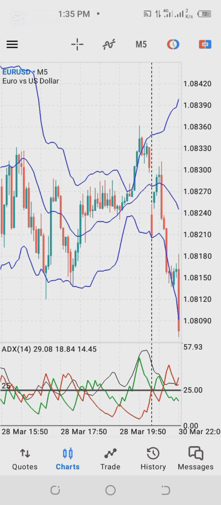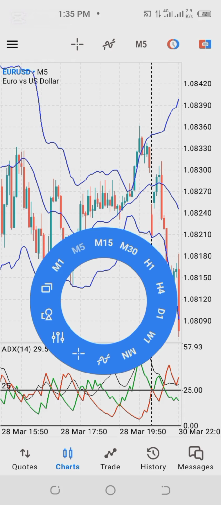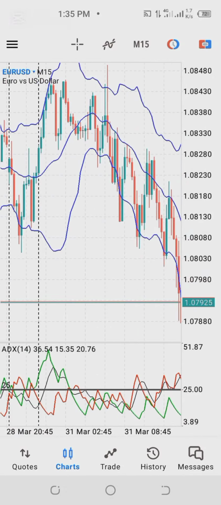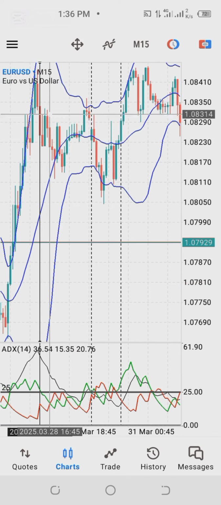Look at it, guys. Can you see how far the trade went? Let me move to M15. Look at it, guys. So this was a straight win trade.